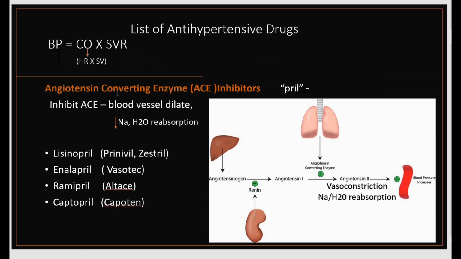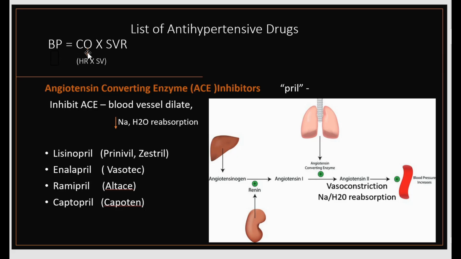So the first is angiotensin converting enzyme inhibitors or ACE inhibitors. The action is that it inhibits ACE, the angiotensin converting enzyme, which converts angiotensin 1 to angiotensin 2. Angiotensin 2 in our body is a vasoconstrictor. It constricts the blood vessels and increases sodium and water reabsorption. So when you block the ACE, angiotensin 1 cannot convert into angiotensin 2. As a result, blood vessels dilate and there is decreased sodium and water reabsorption.